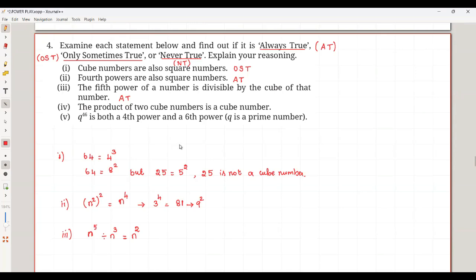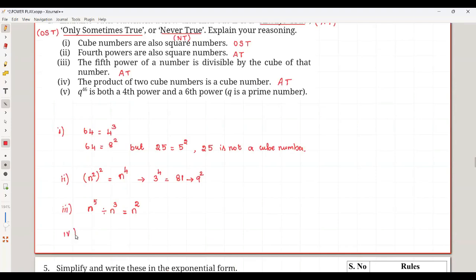Next, fourth one. The product of two cube numbers is a cube number. The product of two cubes is always a cube number, they asked. This is also always true. So, fourth one, product of two cube numbers. I am taking two cubes: one is a cube and another is b cube. Both have the same power. For multiplication with the same power, keep the same power and multiply the bases. So a into b, to the power 3.